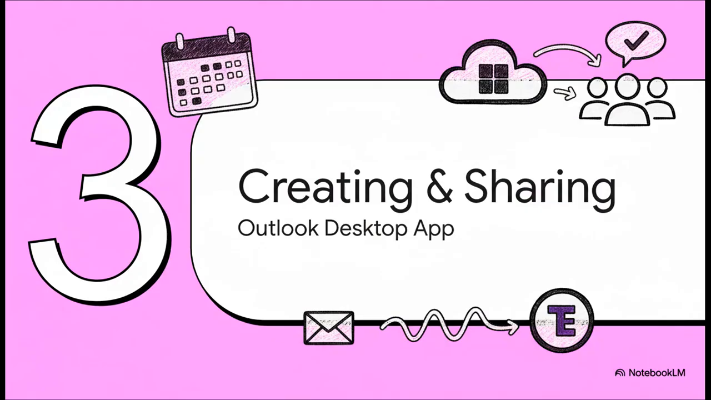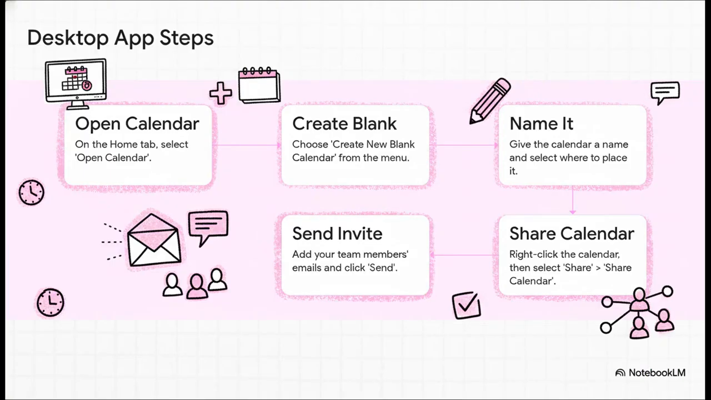All right, a lot of us live and breathe inside the Outlook desktop app. I get it. The good news is the process is just as easy there. Here's how you can create and share right from the app itself. So from that Home tab, you'll go to Open Calendar and then Create New Blank Calendar. Name it, and then all it takes is a simple right-click to share it. Add your team, click Send, and an invitation goes right to their inbox. It's a super clean, efficient way to do it for all the desktop power users out there.